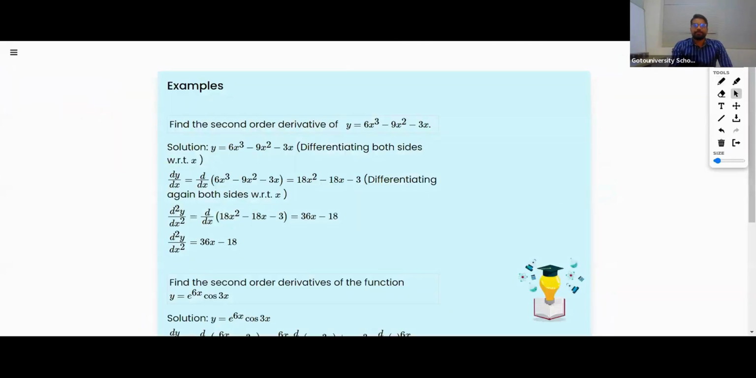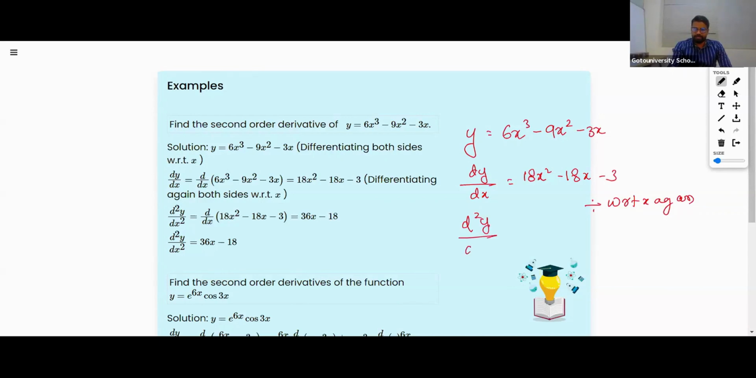So there is an example here. y is equal to 6x cube minus 9x square minus 3x. I want to find the second order derivative. For the first order derivative, differentiate one time with respect to x. We end up with 18x square minus 18x minus 3. Differentiate with respect to x again. That is when we get d square y by dx square.